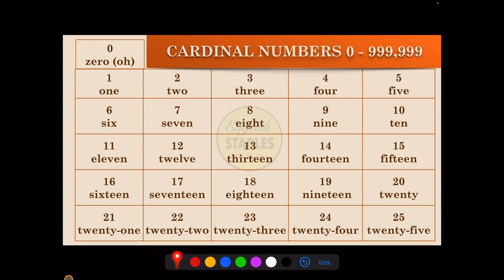So let's start. This is 0, or some people say O, especially when they're saying phone numbers. Please repeat after me. Say the numbers after me.